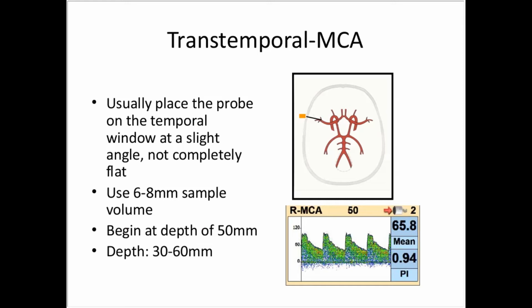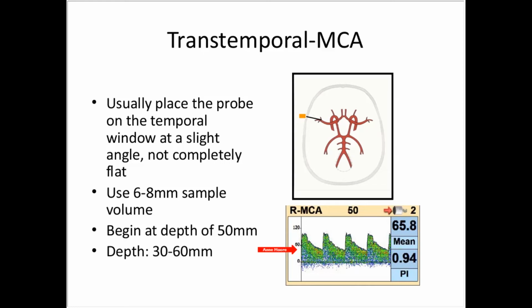Use a 6 to 8 millimeter sample volume, and be careful, if you use a larger sample volume, you could begin getting other vessels. Begin at a depth of 50, and here is an example. Again, right middle cerebral artery at a depth of 50, normally directed with flow above baseline.